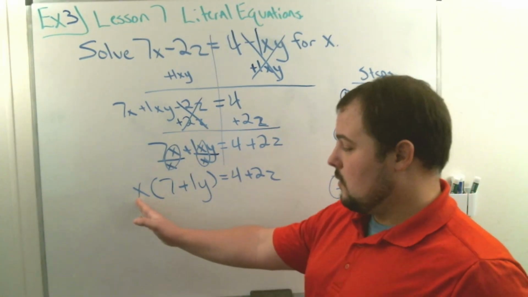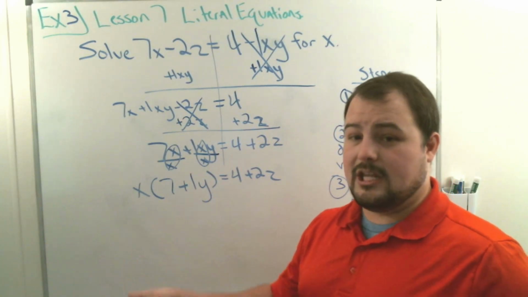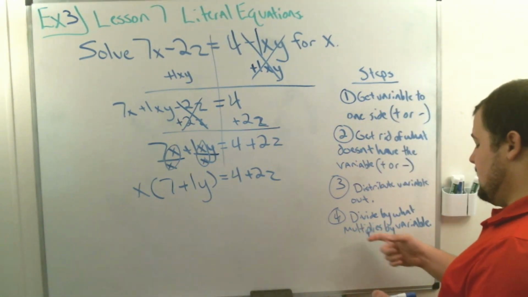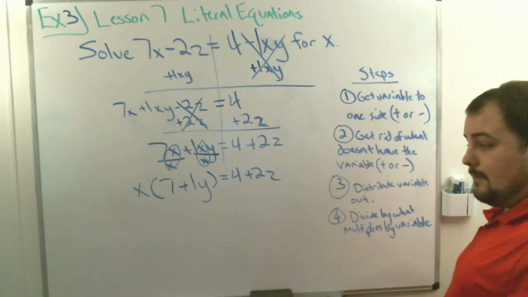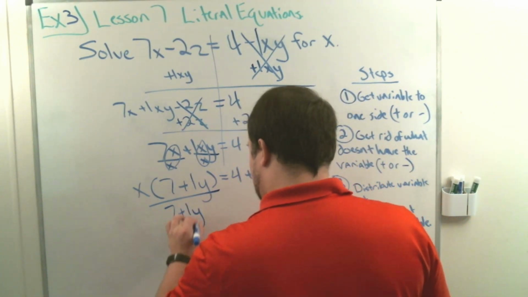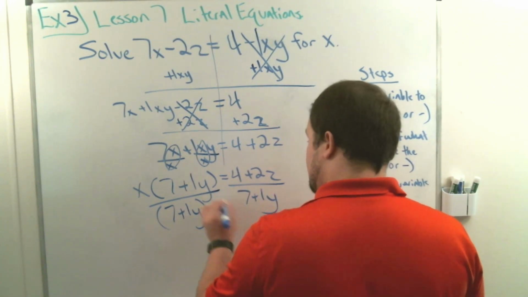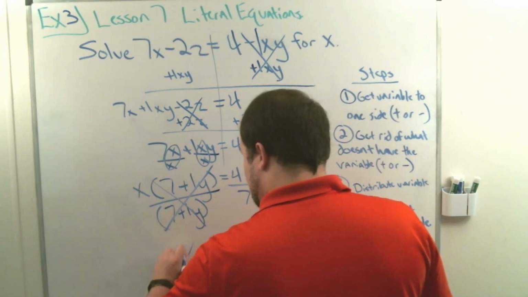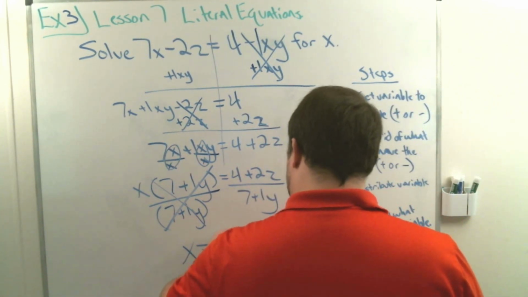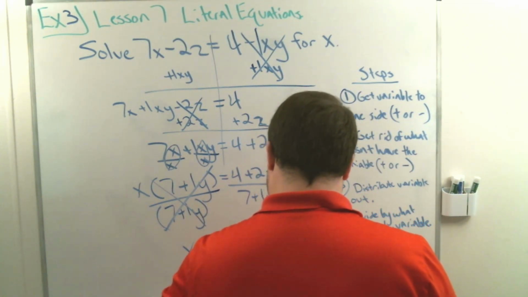Now, if our goal is to get the variable x by itself, we need to establish what this parenthesis is doing to the x. And a parenthesis next to a variable means multiplication. So we're actually going to divide by what's multiplying the variable. And what's multiplying our variable is the 7 plus 1y. So we're going to divide by that on one side, divide by that on the other side. This cancels out, and we just figured out our x. Our x is equal to 4 plus 2z divided by 7 plus 1y.